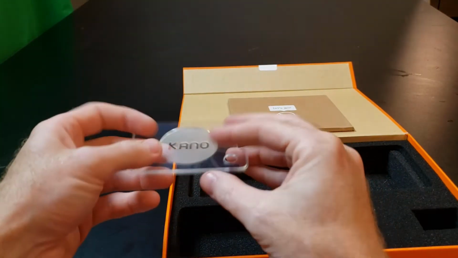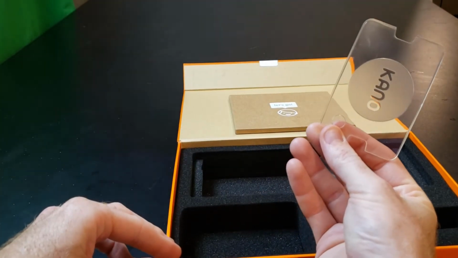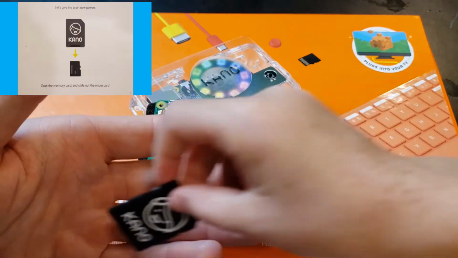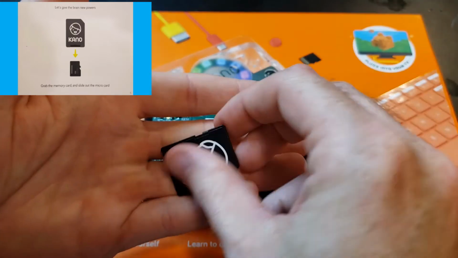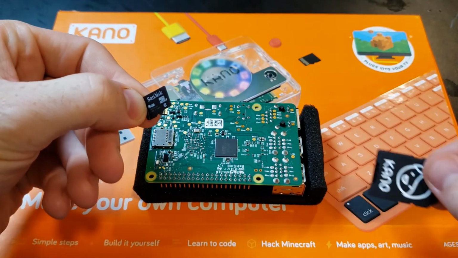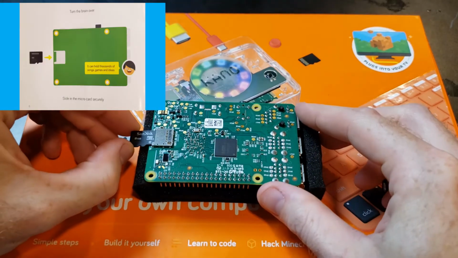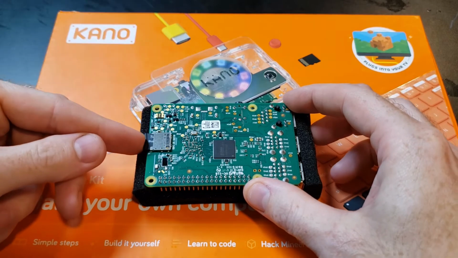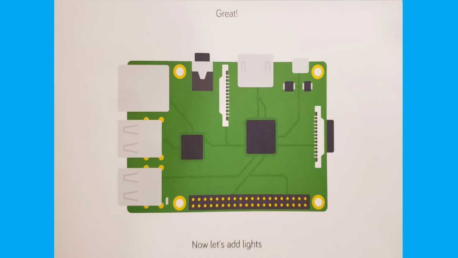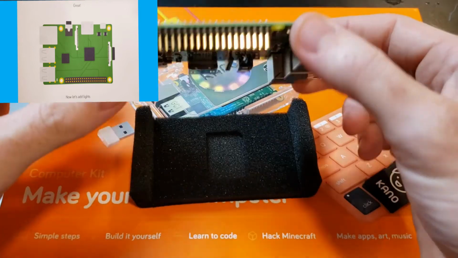All right. Got the lid. That'll help protect your Kano once you get it all put together, your Raspberry Pi. All right. So the memory card, you just need the micro SD part. So you pull that out, and then you'll slide it into the backside of the Raspberry Pi. See the memory card slot on the side. And put it in. Once that's in there, you can flip it over, and you'll add the lights.